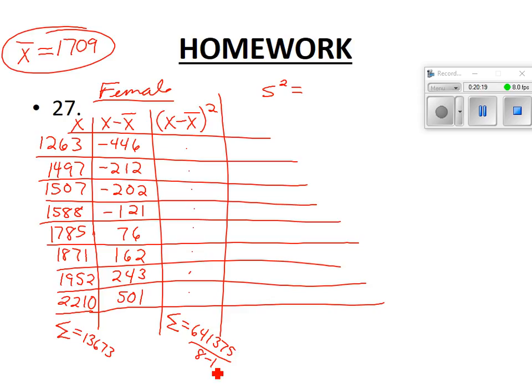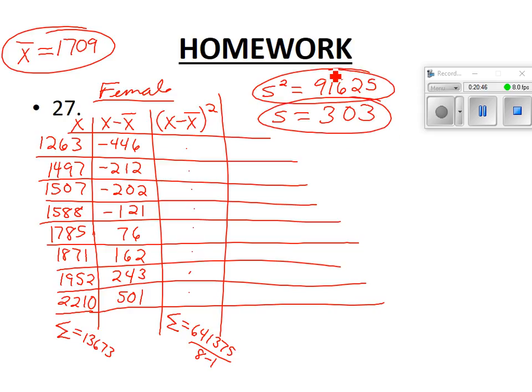What was it again? 91,625. Is that right? Yeah. That's our variance. How do we find the standard deviation? Take the square root of that. 302.69. We'll say 303. Again, they also want the range. Somebody help me out. What was the range? I always forget about the range because it's so easy. 947.